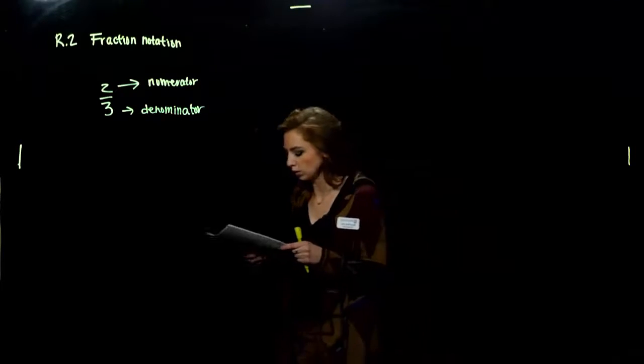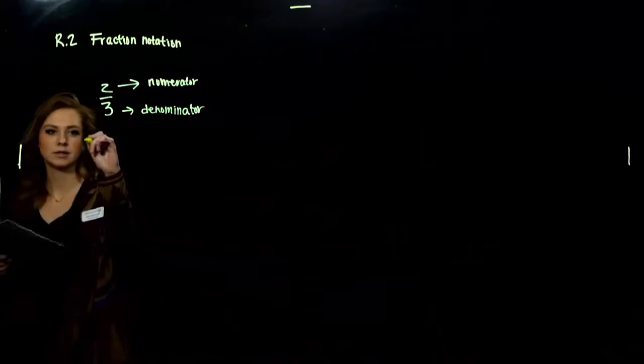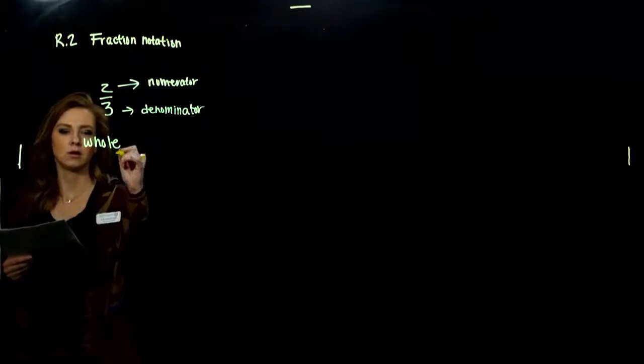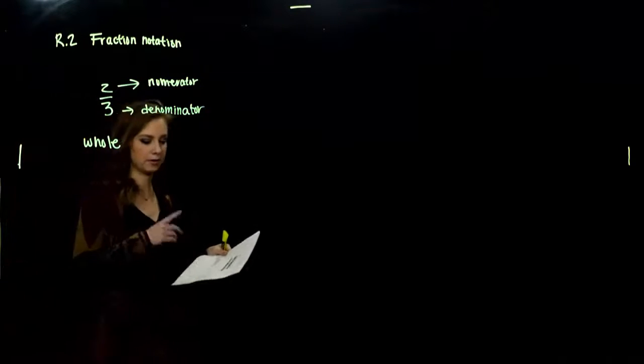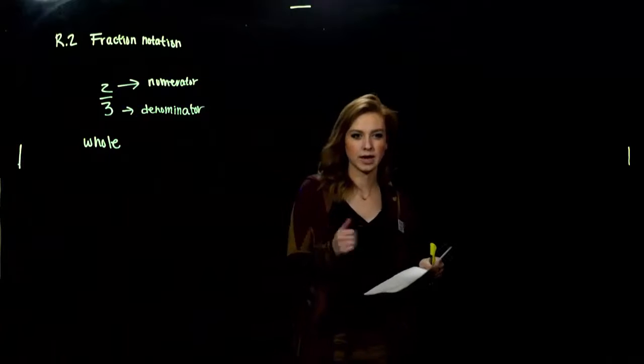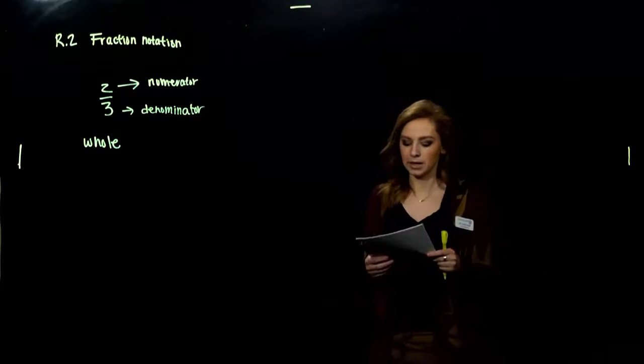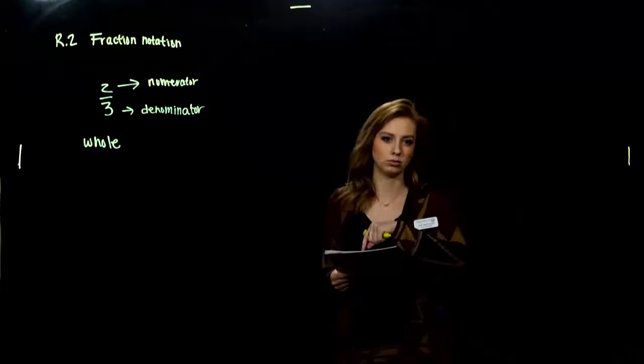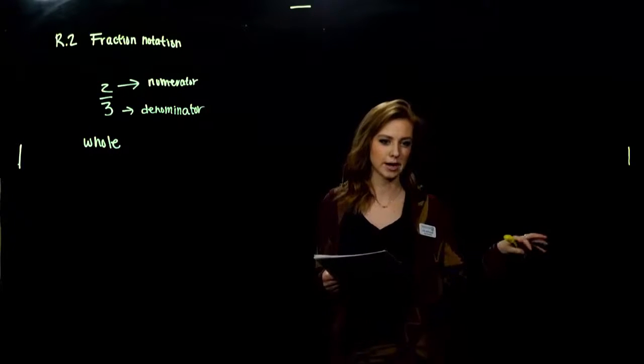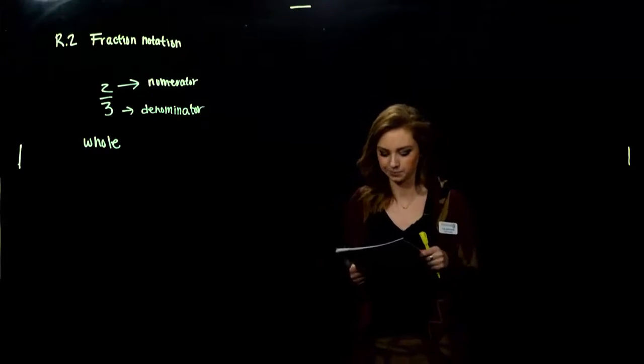The whole numbers consist of the naturals that we learned about in the last section. So, the counting numbers, 1, 2, 3, all the way up infinitely. But now we're going to include 0. So, the whole numbers are the naturals, all the countings, and 0.